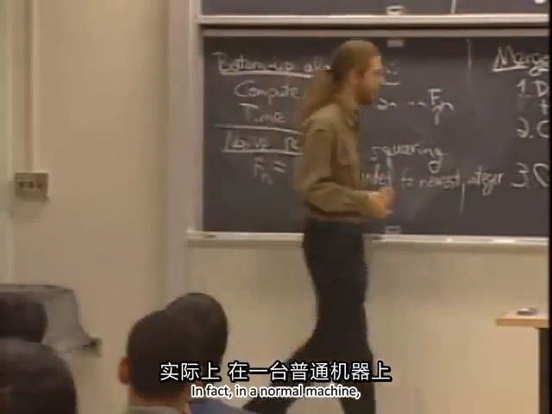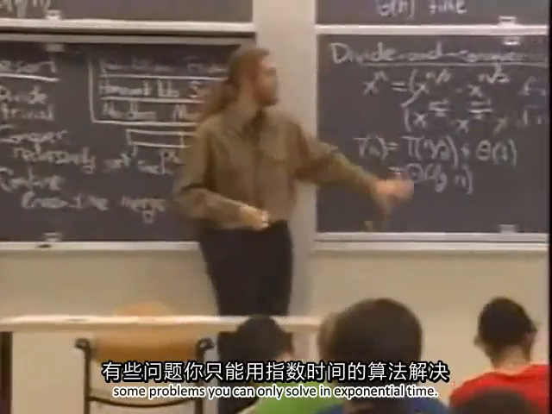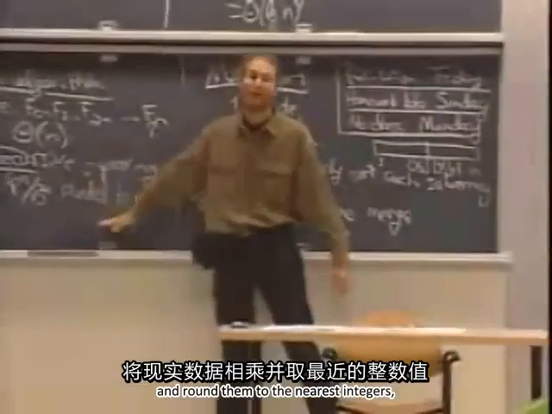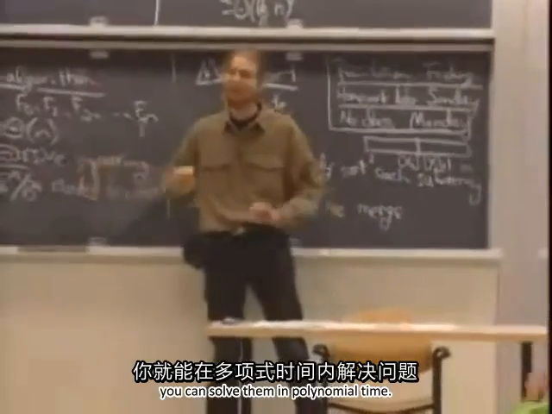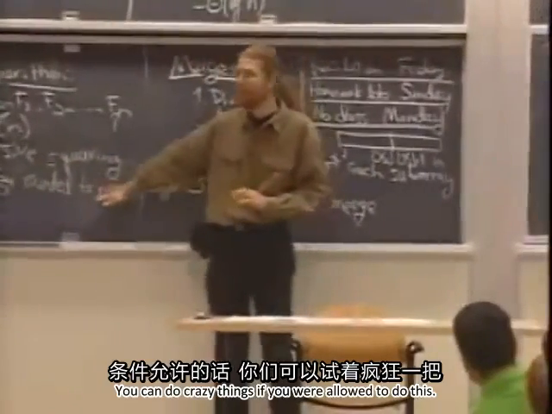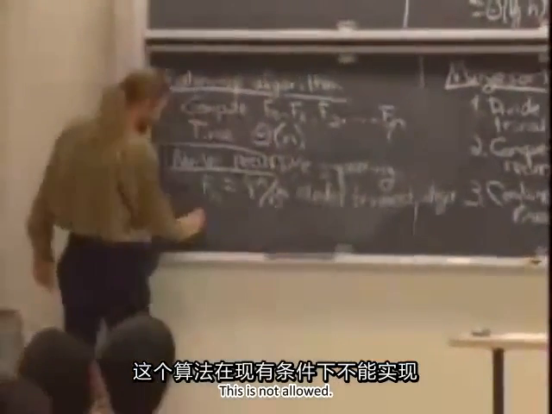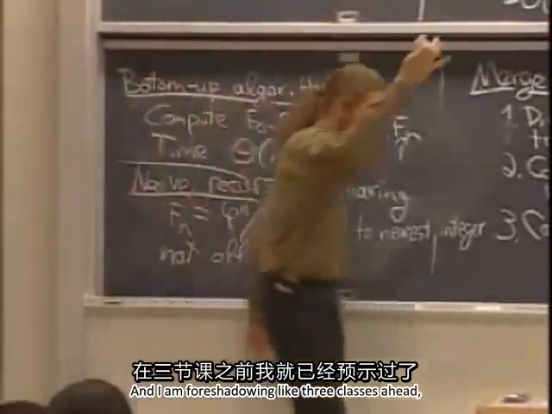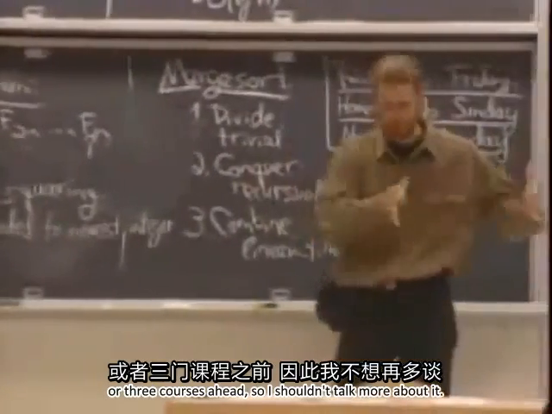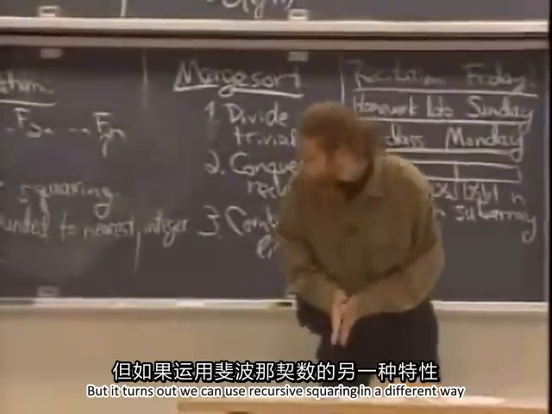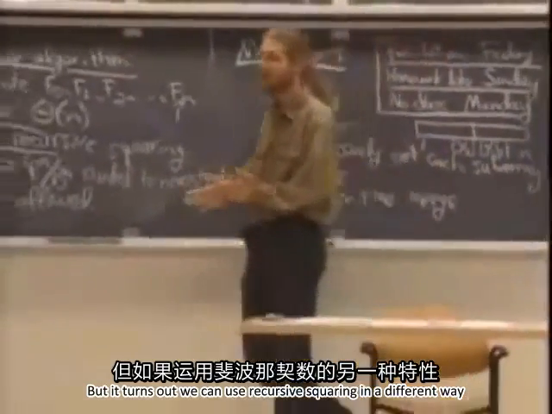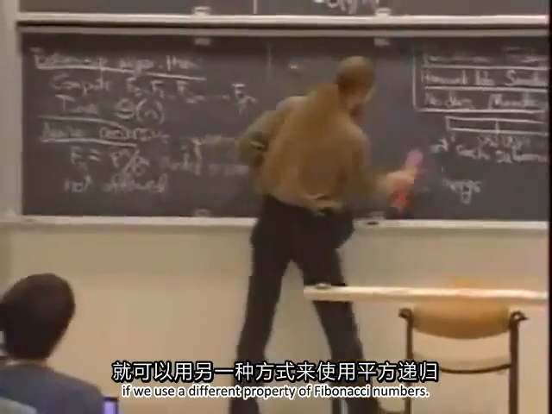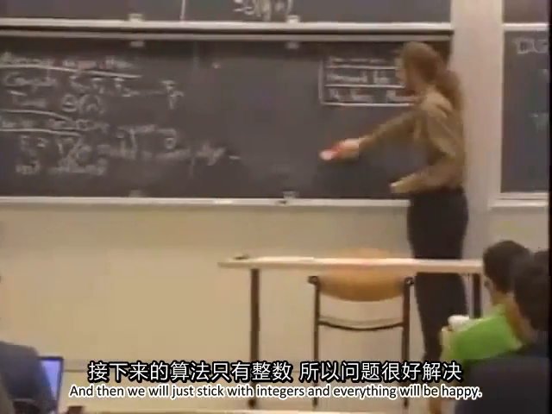In fact, in a normal machine, some problems you can only solve in exponential time. In a machine where you can multiply real numbers and round them to the nearest integers, you can solve them in polynomial time. So it really breaks the model. You can do crazy things if you were allowed to do this. This is not allowed. And I'm foreshadowing like 3 courses ahead, so I shouldn't talk more about it. But it turns out we can use recursive squaring in a different way if we use a different property of Fibonacci numbers. And then we'll stick with integers and everything will be happy.